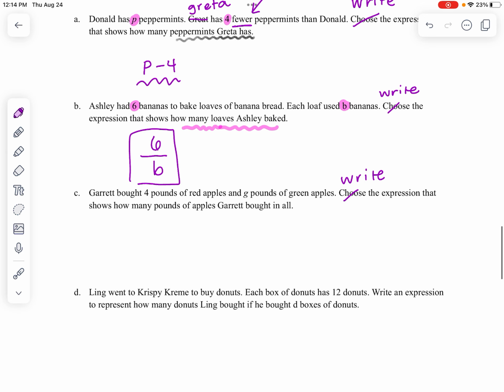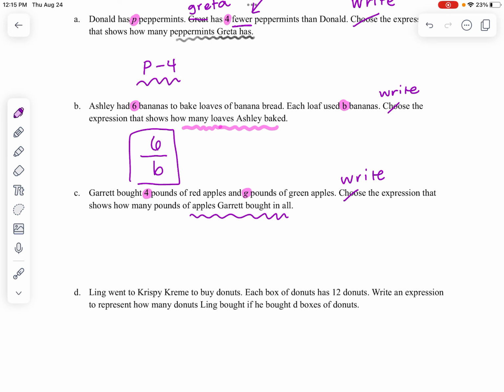2 more. We have Garrett, and he bought 4 pounds of red apples and G pounds of green apples. Write the expression that shows how many pounds he bought in all. At the end of the day, we want to figure out his total, so we're going to work with 4 and G, the pounds. In all means I need a total, and total normally indicates addition. If he bought 3 pounds of green apples, I would do 4 plus 3 and get 7, and that would tell me his total.